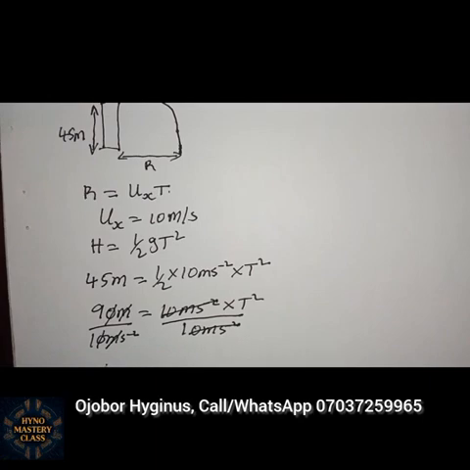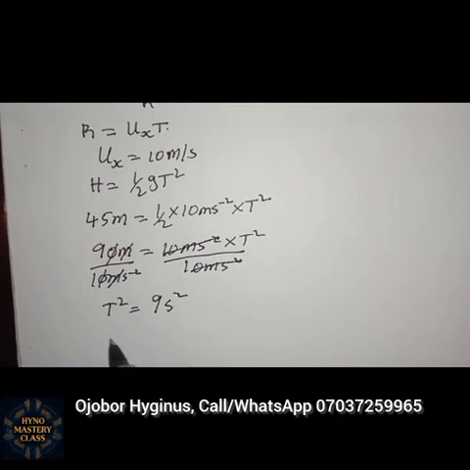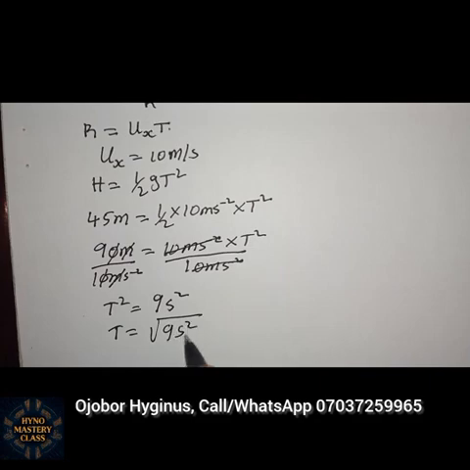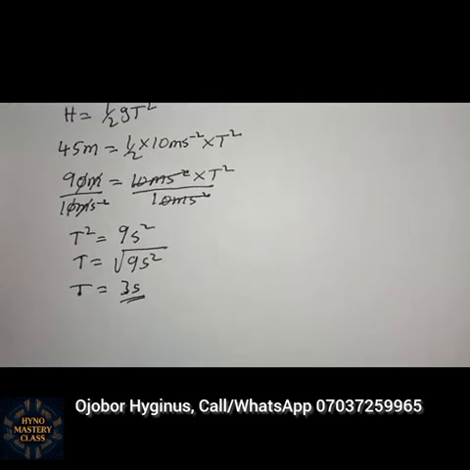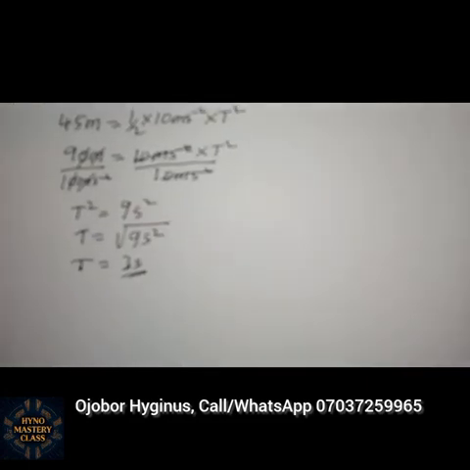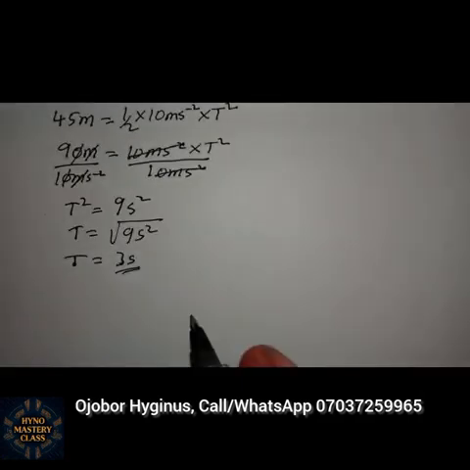So we have that t squared is equal to 9, and per second squared, when it goes up, becomes second squared. And then the time will be the square root of 9 second squared. And what is the square root of 9? The square root of 9 is 3, and square root of second squared is second. So the time for that body to come to the ground is 3 seconds. So we can now comfortably get the range.